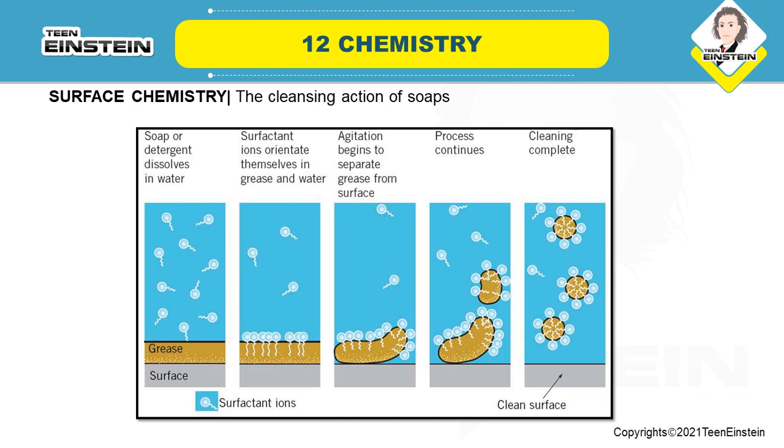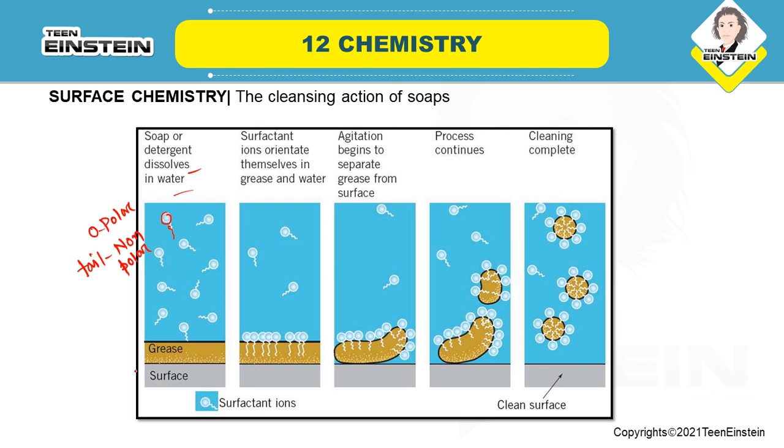Cleansing action of soap. So how soap and detergent molecules work, we will see now. To remove the dirt or grease from any surface or our clothes during washing, soap or detergent, first we dissolve it in water, and in soap and detergent this type of surfactant molecules are present. So here this spherical part, that is actually polar, and the tail part, that is non-polar.